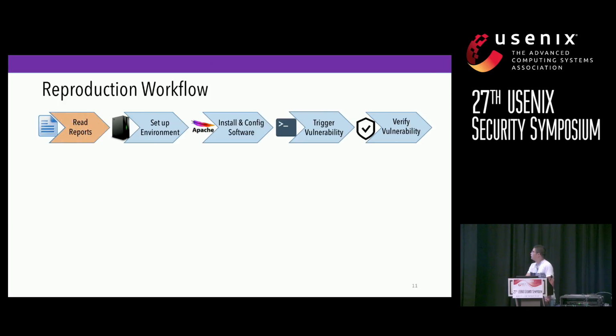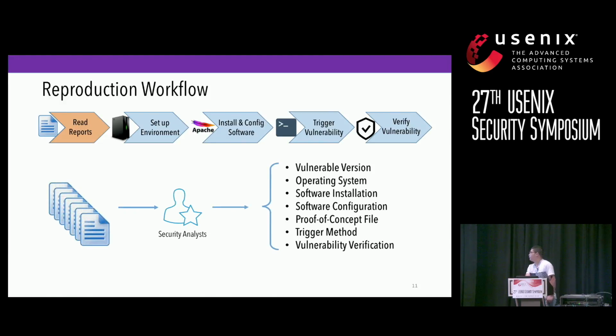First is to extract the information from vulnerability reports. Our security analysts extract useful information from vulnerability reports. However, in practice, or in the real world, reporters usually miss some common sense information. To account for this, we develop a set of default settings for when that information is missing in the vulnerability report.